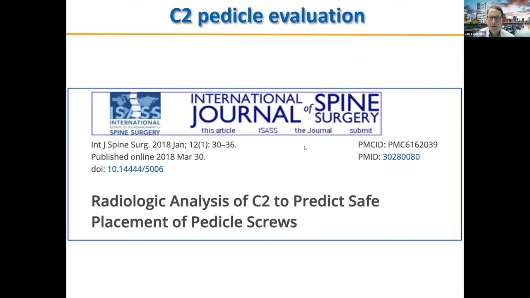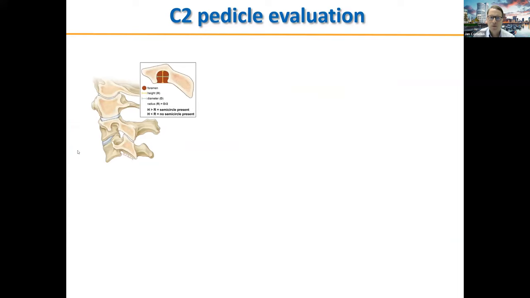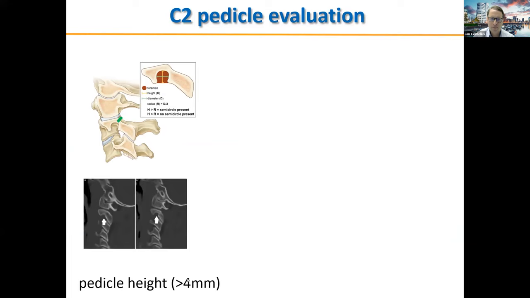So one thing that is very important is to evaluate the dimensions of the C2 pedicle. If you want to put a screw here in the C2 pedicle, one thing is to evaluate the height. The height of the C2 pedicle should be at least 4 millimeters, because most of the screws have a diameter of 4 millimeters, and this might be evaluated here in a sagittal CT scan.